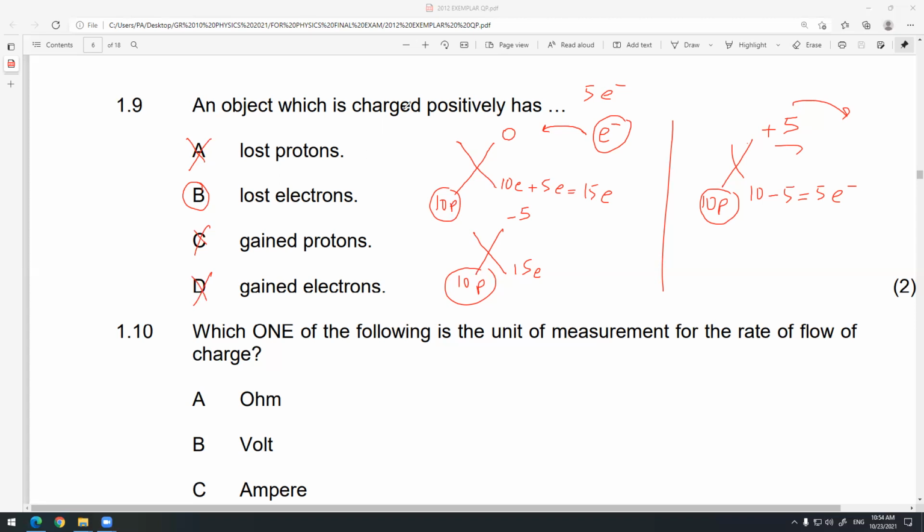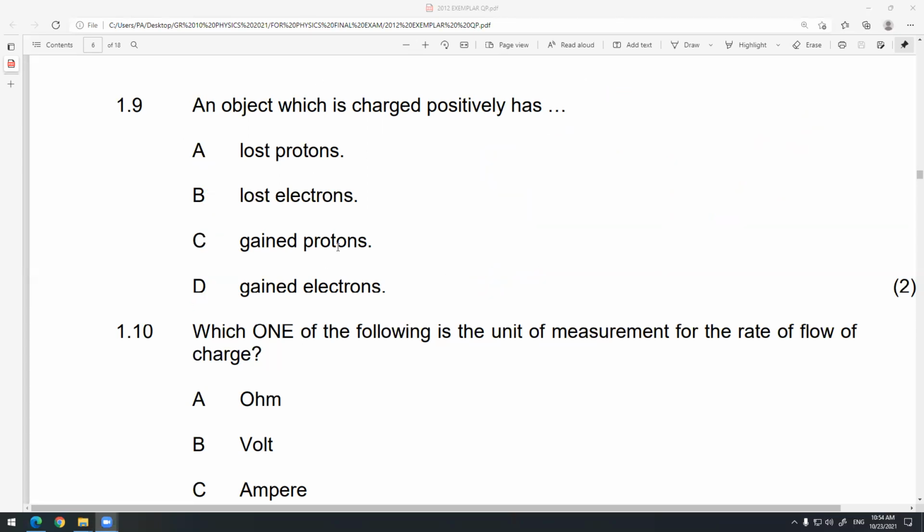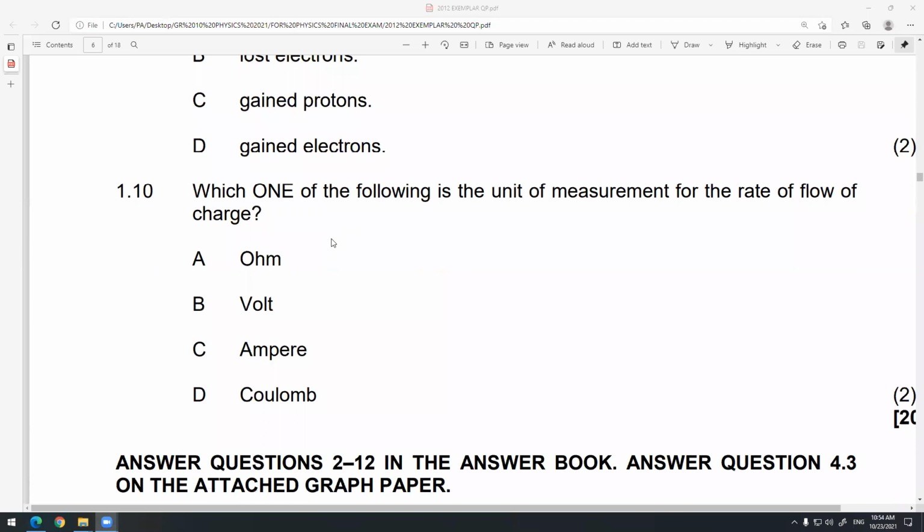Let's continue with the next question, the last question for today. Which one of the following is the unit of measurement of the rate of flow of charge? Please don't misunderstand. They are not asking you for the unit of charge. They are asking you, people, the rate of flow of charge. Okay, please try. Question 1.10. Please try to get the answer.